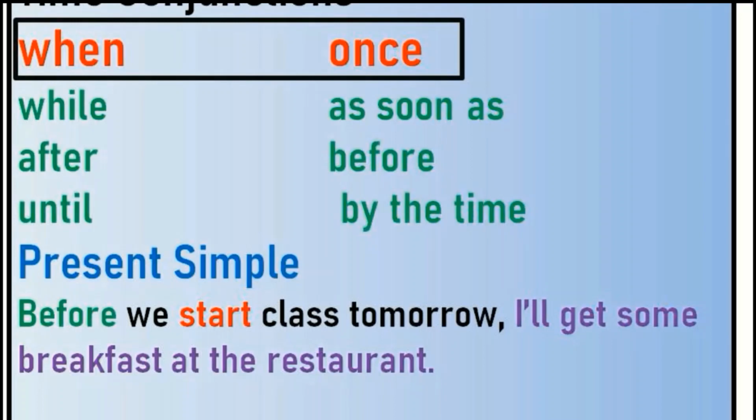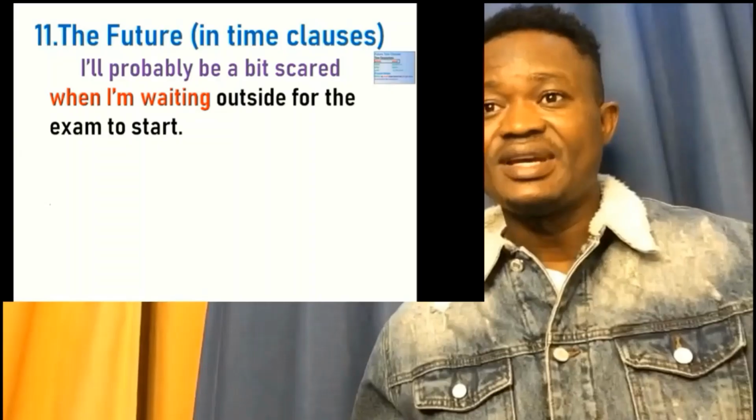Before we start class tomorrow, I will get some breakfast at a restaurant. Here, in the main clause, we use the simple future, "I will get some breakfast at a restaurant." The time clause is "before we start class tomorrow," which is in present simple. So we use present simple in the time clause to talk about the future, but here we are talking about present progressive.